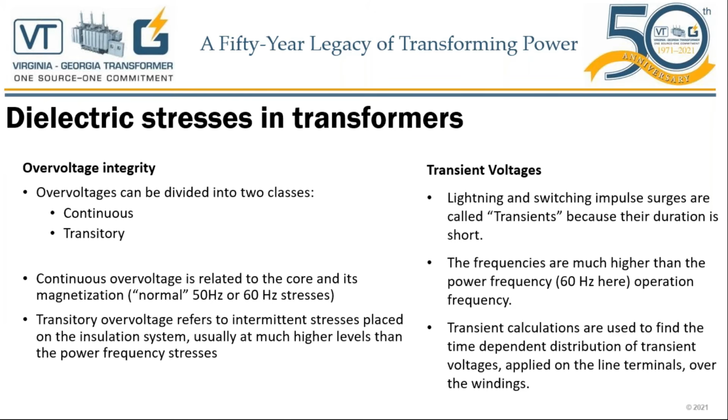We're talking about microseconds. For those of you who have witnessed tests or tested transformers, you know we discharge lightning in 1.2 microseconds, and the zero crossing is generally around 100 microseconds, with the tail time being around 50 microseconds. So that's why it's called transient stresses. The frequencies are much higher than the power frequency. The transient calculations are used to find the time-dependent distribution of transient voltages applied on the line terminals over the winding. So we'll see what this means in the next slide.